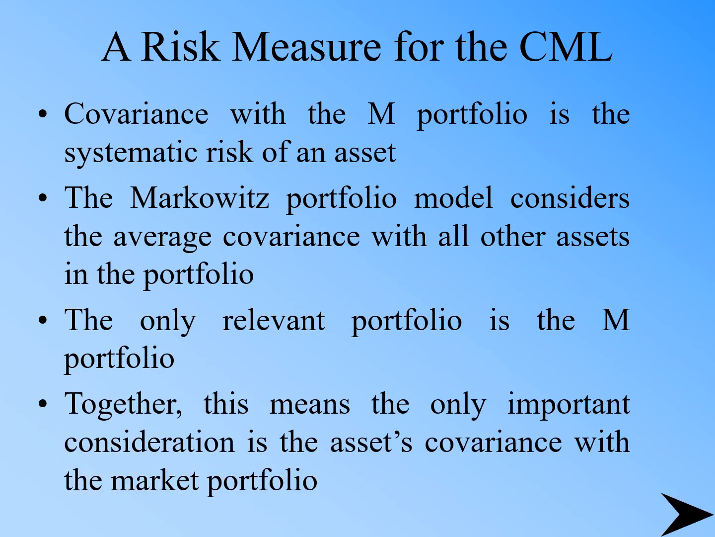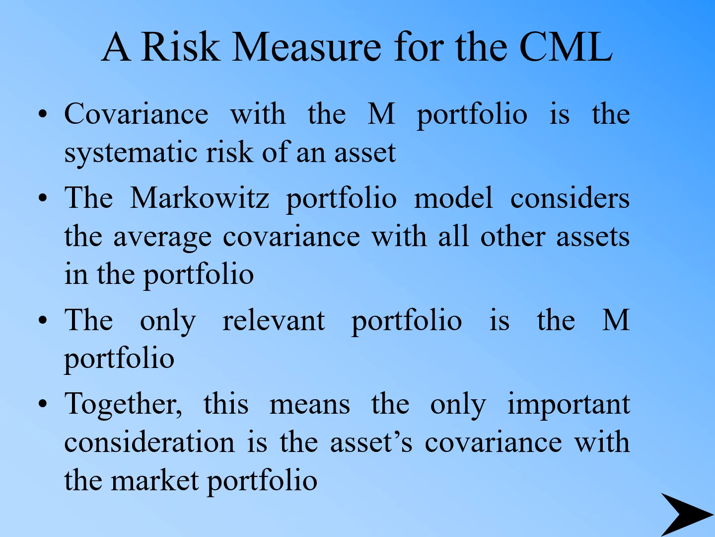Covariance with a market portfolio is the systematic risk of an asset. As you know, the M portfolio is a market portfolio which consists of all the risky assets. It's a completely diversified portfolio. So in the M portfolio, there is no unsystematic risk. The only risk that exists in the market portfolio is the systematic risk.